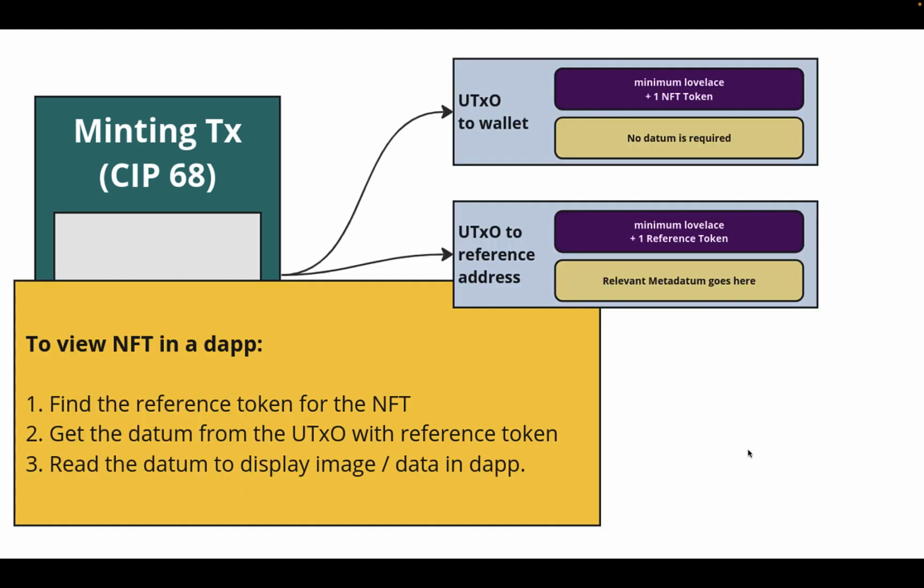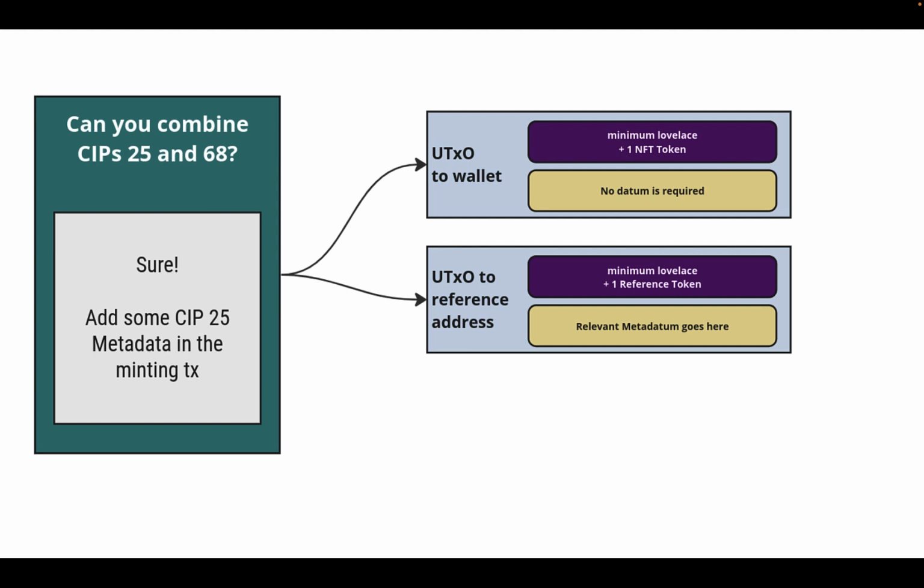The process is different for CIP68. Instead of querying the blockchain for transaction metadata, we query for the reference token that's associated with the NFT. We can get the datum from the UTXO that has the reference token in it, and then we can read that datum to display whatever we would like, image or other data. You might be wondering, can you combine CIPs 25 and 68? You sure can. You can place some metadata in a minting transaction, and you could mint tokens in pairs so that there's some changeable information in the metadatum here.